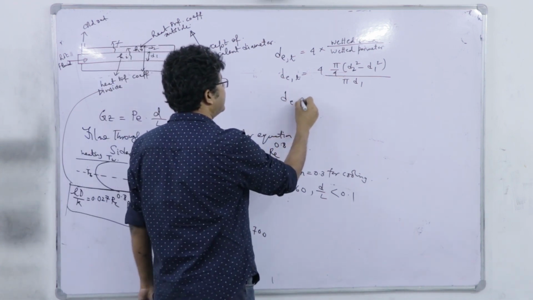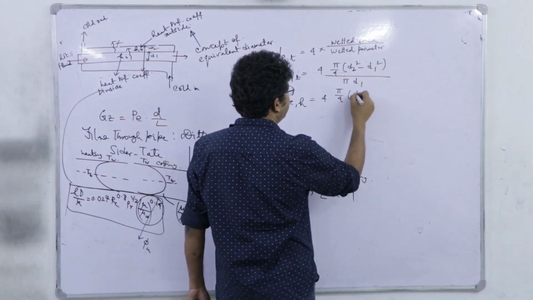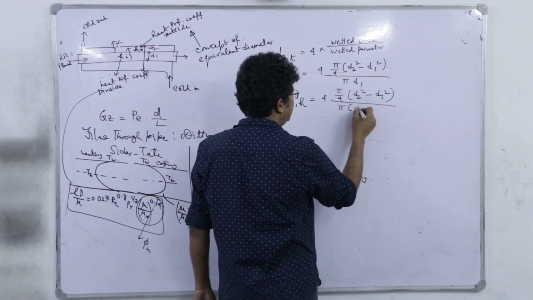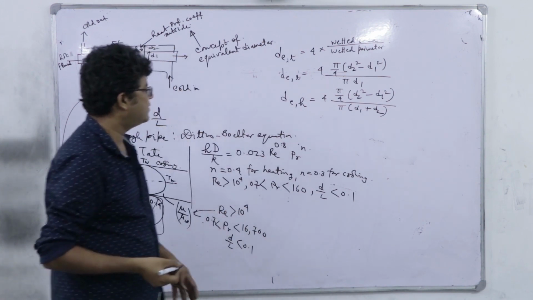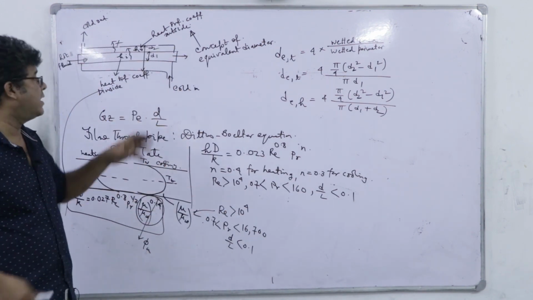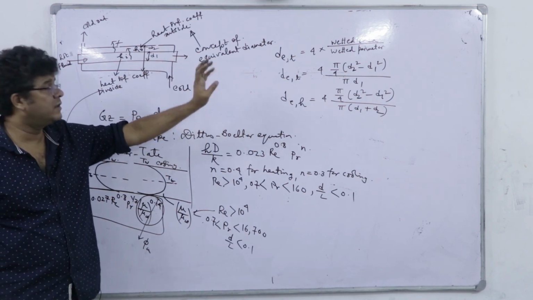However, for pressure drop calculation, it will be 4 into pi by 4 (D2 square minus D1 square) divided by pi into (D1 plus D2), right. We can go for further simplifications and all. So, equivalent area, thermal equivalent area and hydraulic equivalent area, they may be different, that depends on the geometry.